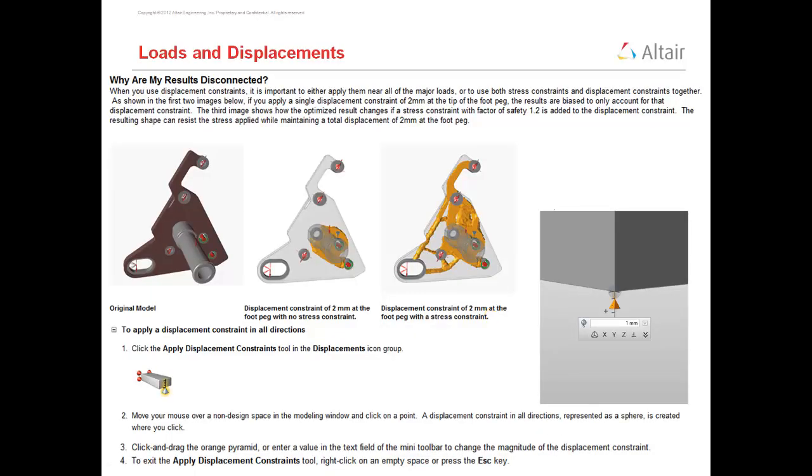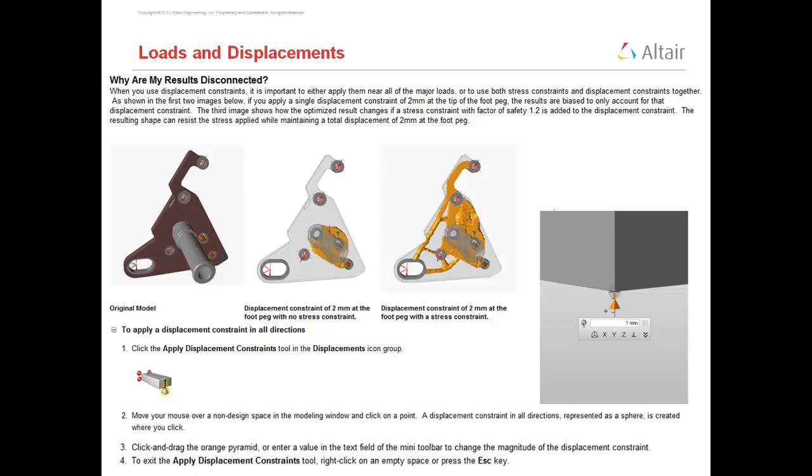In load and displacement, there is one point which I want to discuss with you: why are my results disconnected? When you use displacement constraint, it is important to either apply them near all the major loads or to use both stress constraint and displacement constraint together, as shown in the first 2 images below. If you apply a single displacement constraint of 2 mm at the tip of the foot peg, the results are biased to only account for that displacement constraint.